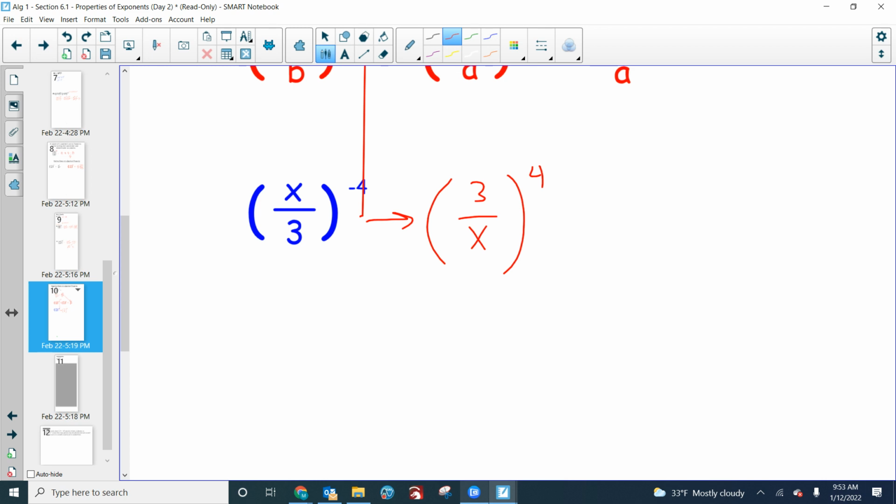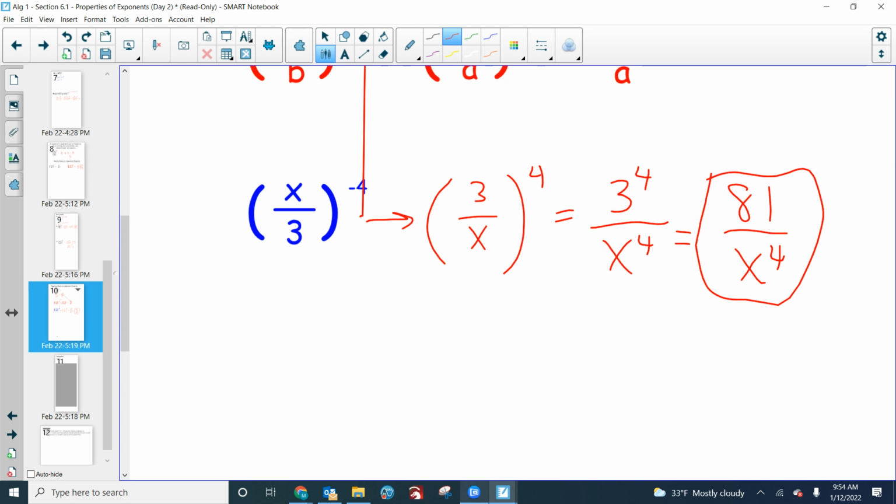Now what do I do? What's my numerator going to be? 3 to the 4th over x to the 4th. Now, am I done? Not really. Go ahead and do 3 to the 4th in your calculator. What'd you guys get? 81. Now, can you do anything with the x to the 4th? No, there's your answer. And that's a lot easier than getting everything negative and flipping it.